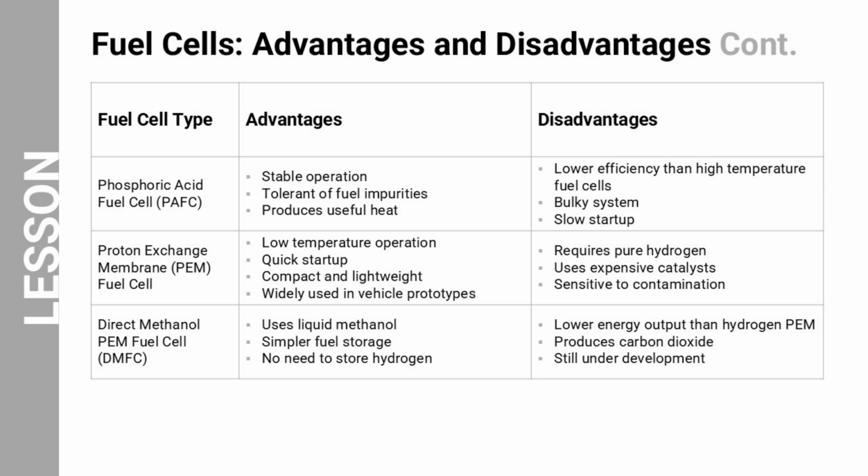Finally, we will look at the advantages and disadvantages of direct methanol PEM fuel cells. They use liquid methanol instead of hydrogen gas, which simplifies fuel storage and handling. However, they produce less electrical energy and release carbon dioxide, making them better suited for small or portable power applications rather than vehicles.